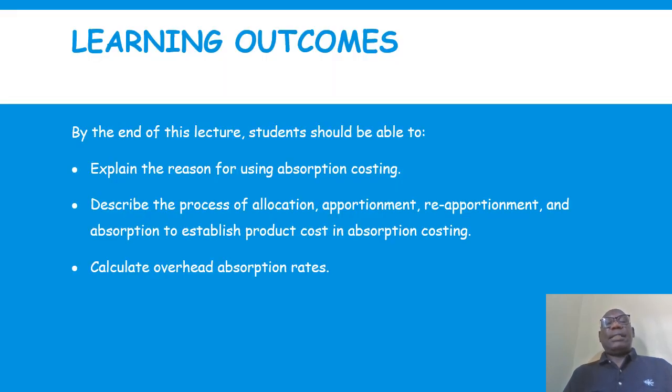So from the outset, let us have a look at the learning outcomes for this particular presentation. By the end of this presentation, we should be able to, one, explain the reason for using absorption costing. Two, describe the process of allocation, apportionment, reapportionment, and absorption in order to establish product cost in absorption costing. And lastly, and not the least, we are going to look at how to calculate overhead absorption rates.